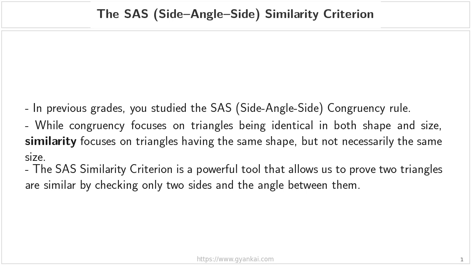As we move through this lesson, you'll see that the SAS Similarity Criterion is a powerful mathematical tool. It allows us to mathematically prove that two triangles are similar by checking just three specific pieces of information: two sides and the angle trapped right between them. In the next slide, we will look at the formal theorem that defines exactly how this works.